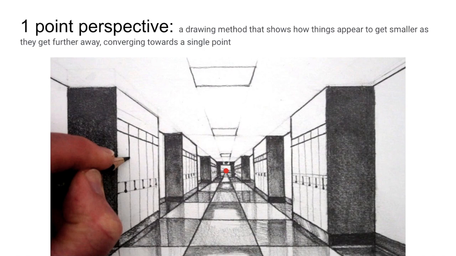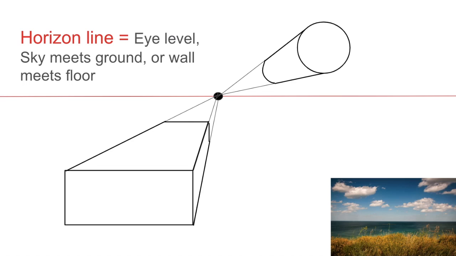So that single point in this image would be that red dot right there in the center. Looks like all the lines are kind of moving toward that point, and everything is getting smaller as it gets closer to that dot. So here is some main terminology that you'll need to know in regards to perspective.